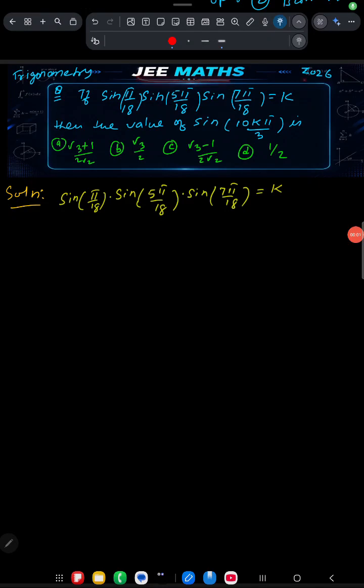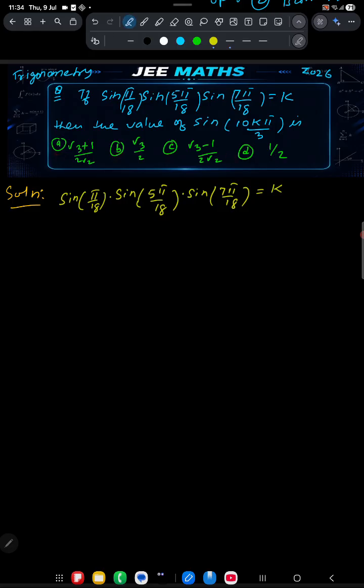From JEE Maths 2026 trigonometry. Question is, if sine pi by 18 into sine 5 pi by 18 into sine 7 pi by 18 is k, then the value of sine 10 k pi by 3 is. These are the options you have to select from.